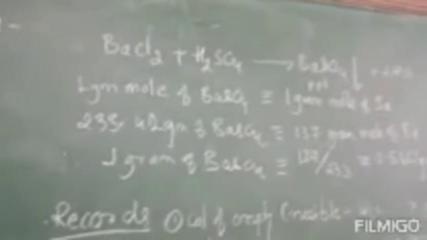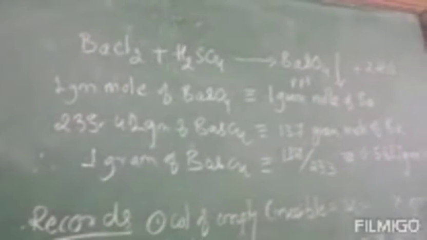Now for instance, let me discuss the barium chloride solution itself. When you take a barium chloride solution prepared by a standard method, and add a few drops of sulfuric acid, immediately you will get barium sulfate as a precipitate. Here sulfuric acid acts as the precipitating agent and barium chloride is the standard solution. So 1 gram mole of barium sulfate is equivalent to 1 gram mole of barium, or 233.42 grams of barium sulfate is equivalent to 137 grams of barium.